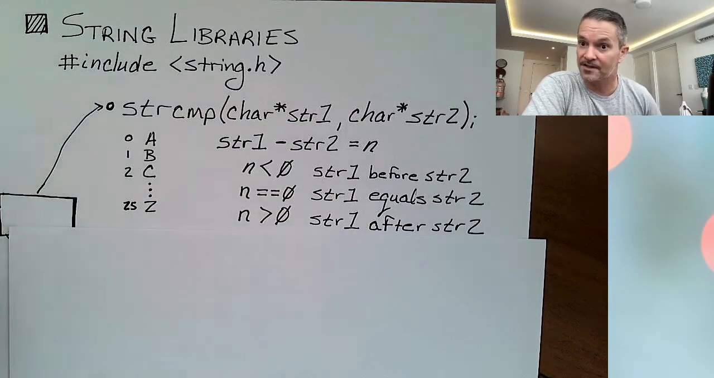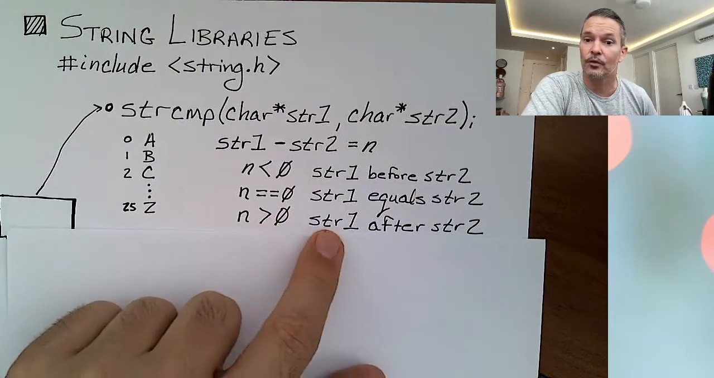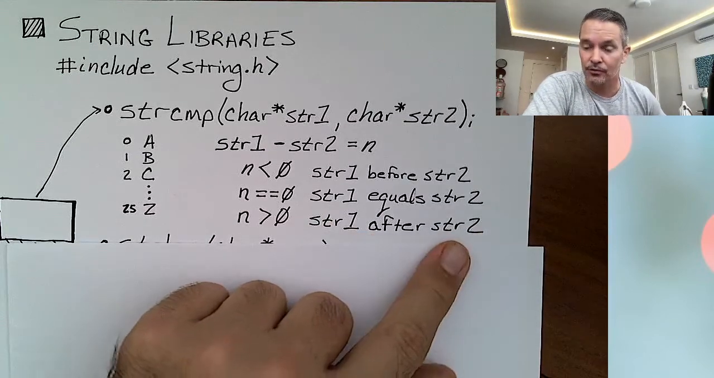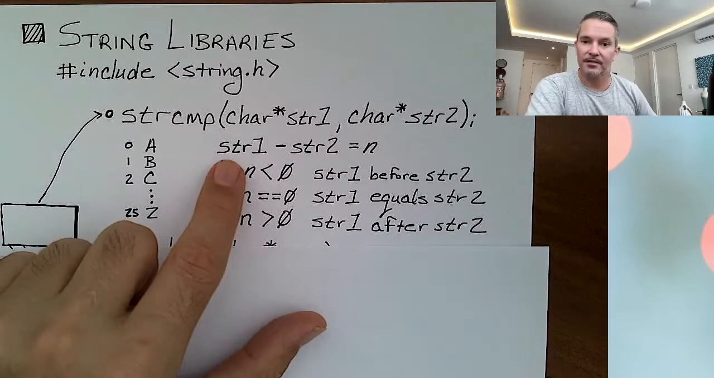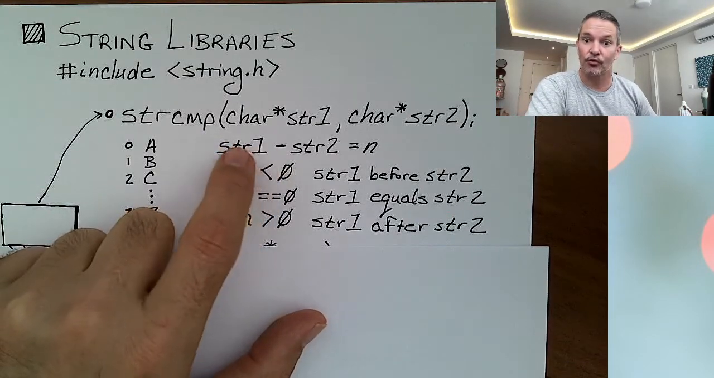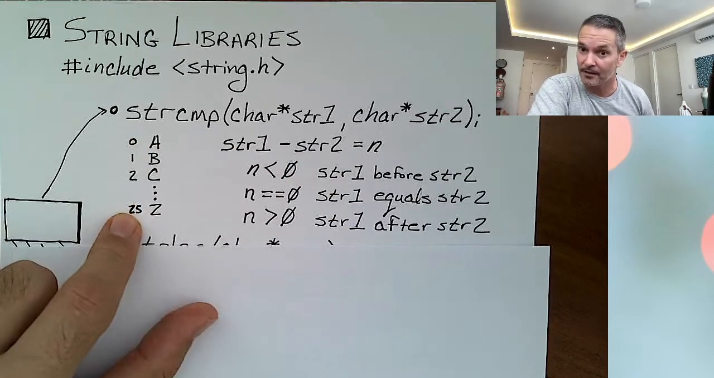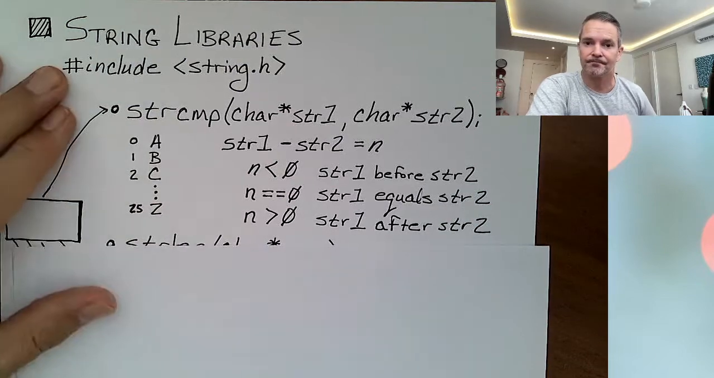They must be the same string. And if we get a number greater than 0, we know that string 1 is after string 2 in an alphabetical listing, because the only way to get a positive number would be if string 1 was a greater value than string 2, meaning it was later in the alphabet than string 2. So that's the string compare function.